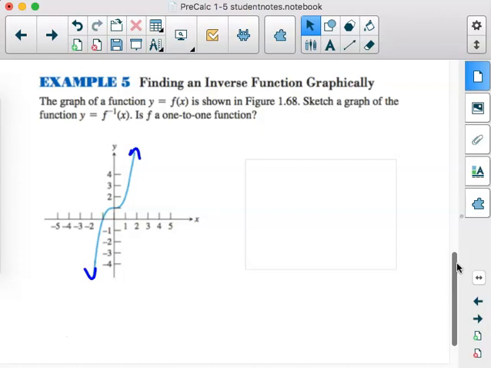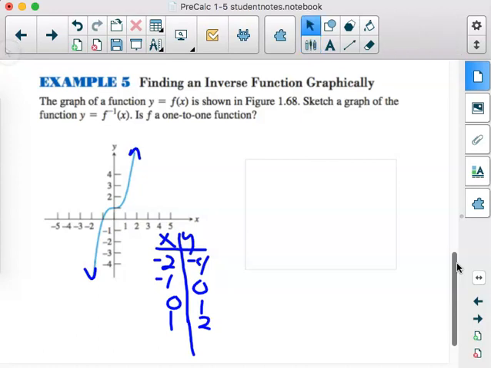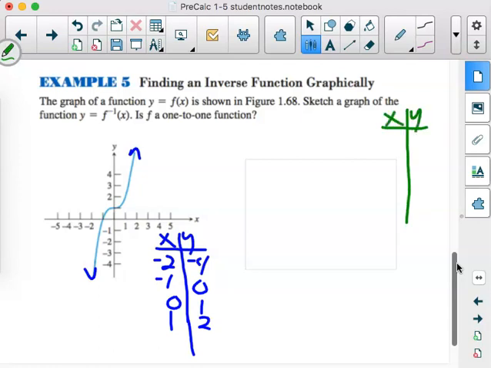So the easiest and fastest thing to do is to find some nice points on this graph, and then just swap out the x's and the y's. So let's see, this looks like it might be -2, -4. That is definitely -1, 0, 0, 1, 1, 2, and then 2, it doesn't look like quite 4, so maybe I won't write that one down. I'll use those. So for its inverse, I swapped my x's and my y's.